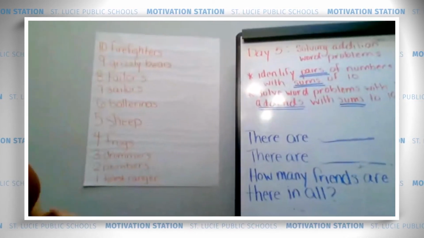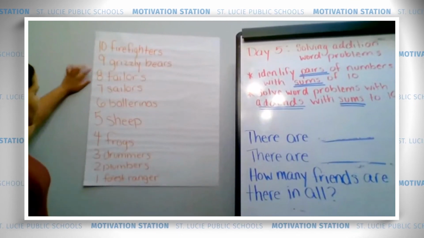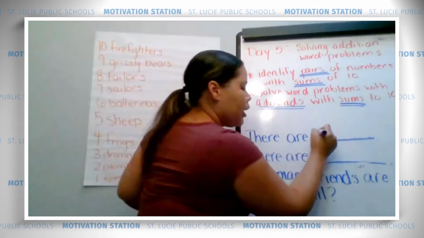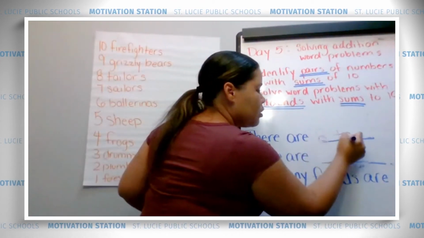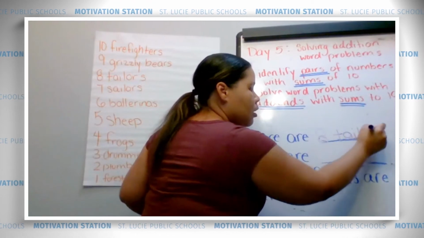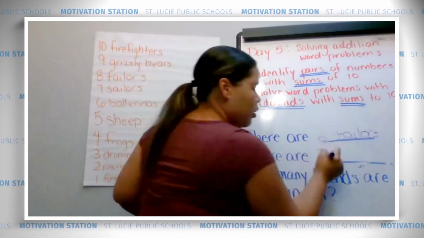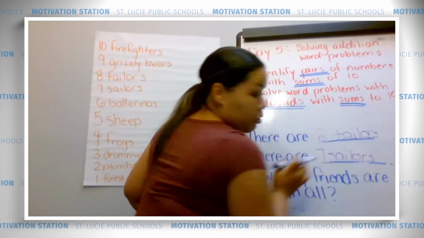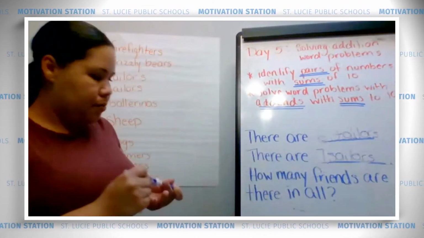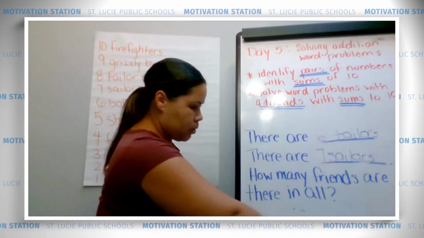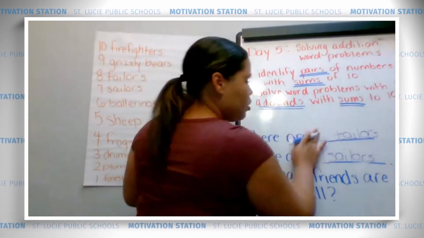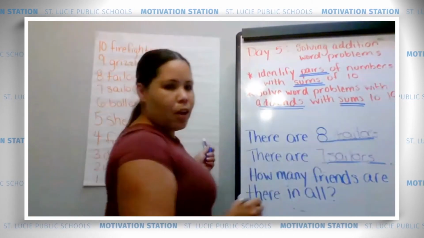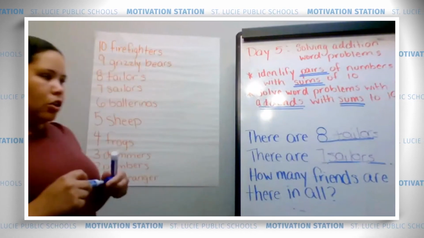I know we did the 9 bears. We have not used tailors yet. Okay, there are 8 tailors. And let's say there are 7 sailors, because I like those words. They rhyme. Why not? This marker is running out. Let's use this blue so we can see that better on the screen. Okay, there are 8 tailors.